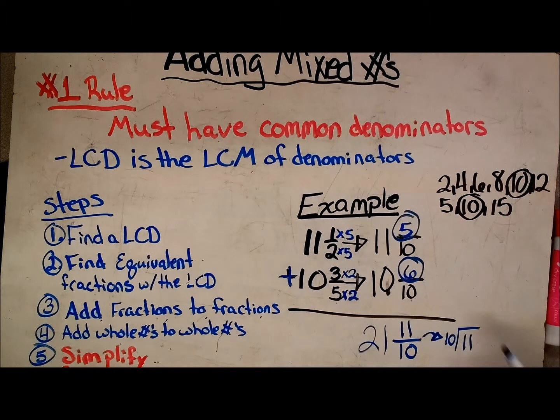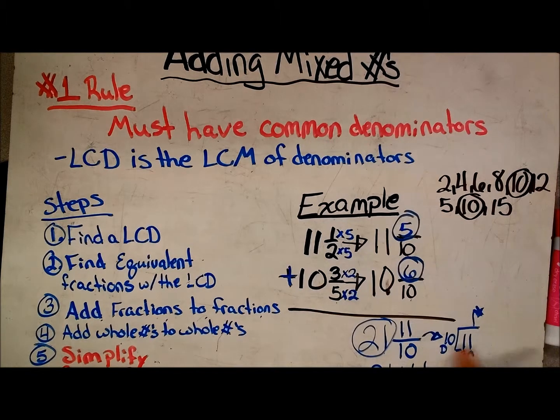10 goes into 11 one time with 1 left over. The quotient becomes your whole number, the remainder becomes your numerator, and the divisor becomes your denominator. So you already had 21, and this turns into 1 1/10, making your final answer 22 1/10.